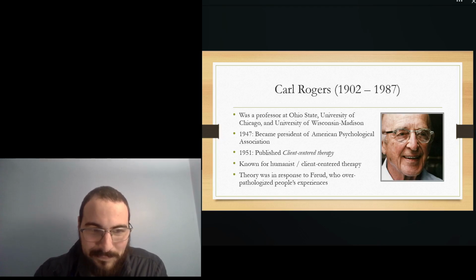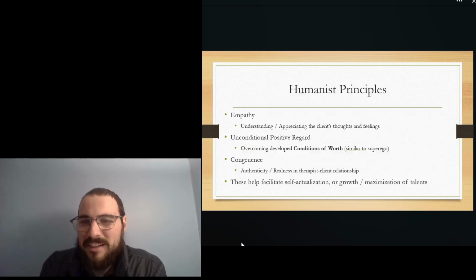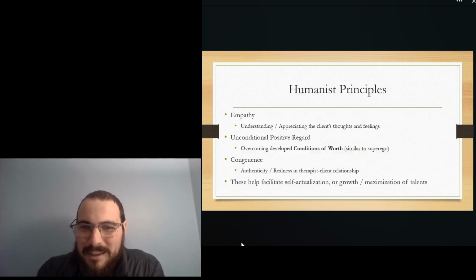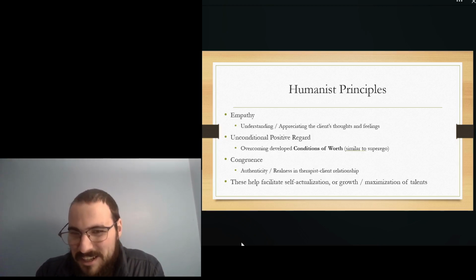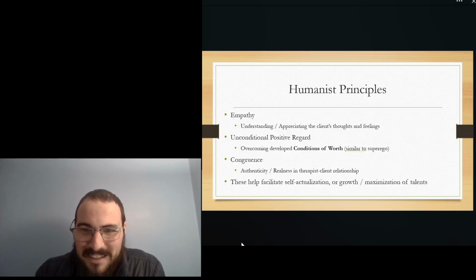So now just jumping over to the humanistic principles, the three main ideas of the humanist theory are empathy, unconditional positive regard, and congruence. I'll go through each of those, but basically the goal of each of these is to help facilitate self-actualization. That's a term also used by Maslow, of course, but they facilitate self-actualization, which can also be considered growth or maximization of someone's talents.